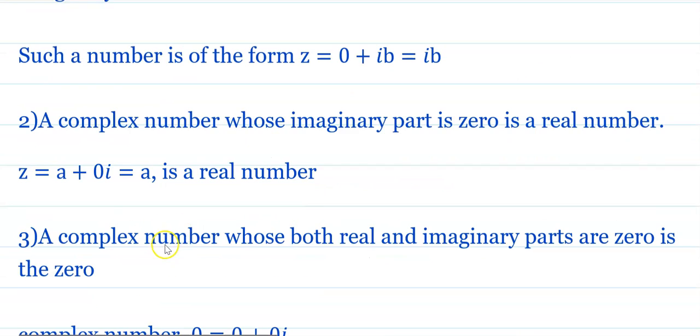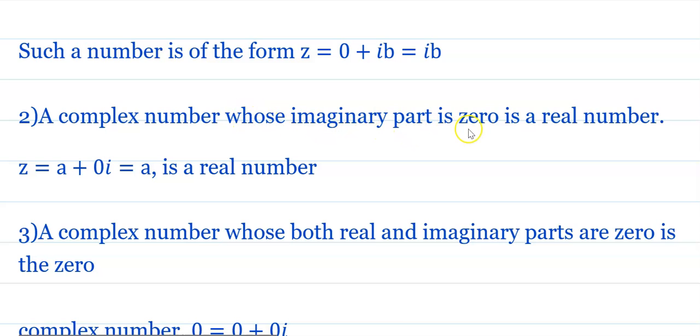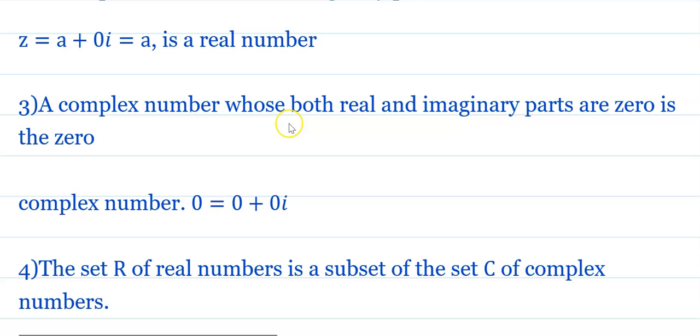A complex number whose imaginary part is 0 is only the real number, that is z is equal to a plus ib. Okay, sorry, a plus 0i. So the imaginary part becomes 0. You will get a, which is the real number. A complex number whose both real and imaginary parts are 0 is 0. That is, 0 is equal to 0 plus 0i. It's the number 0 only.